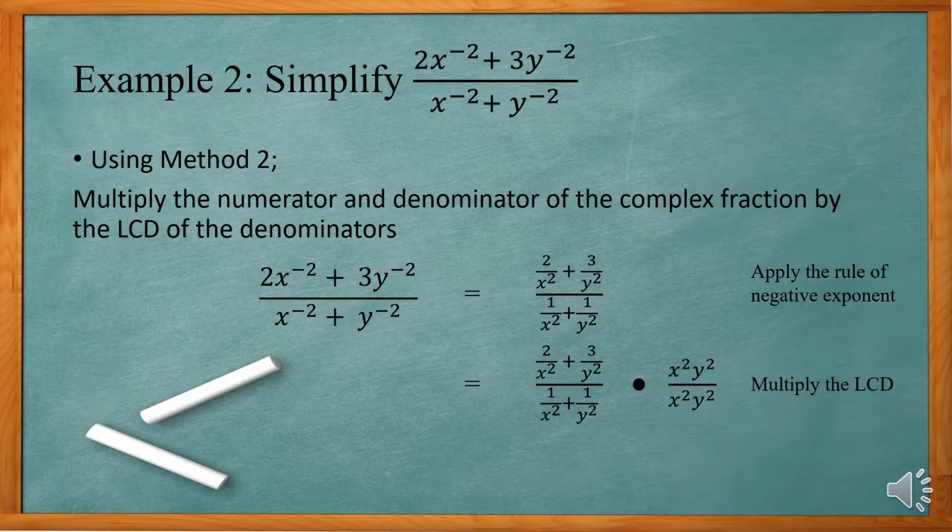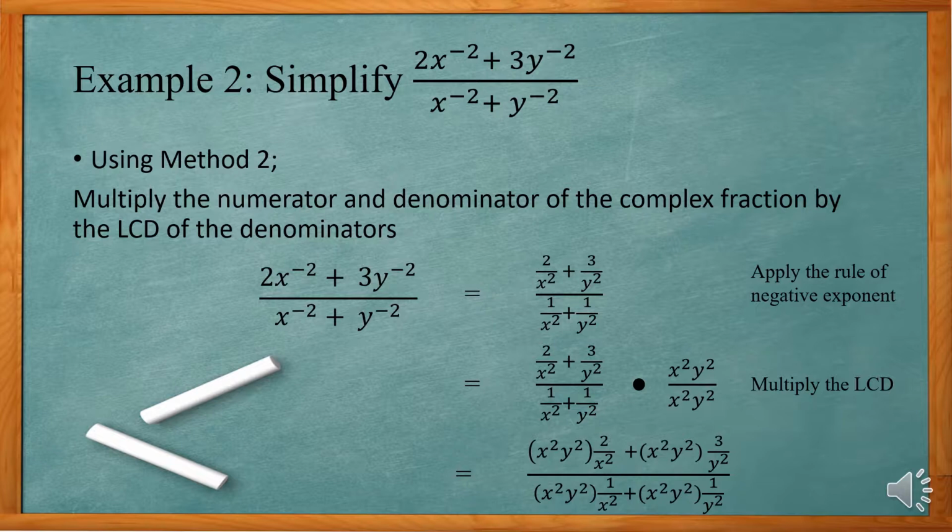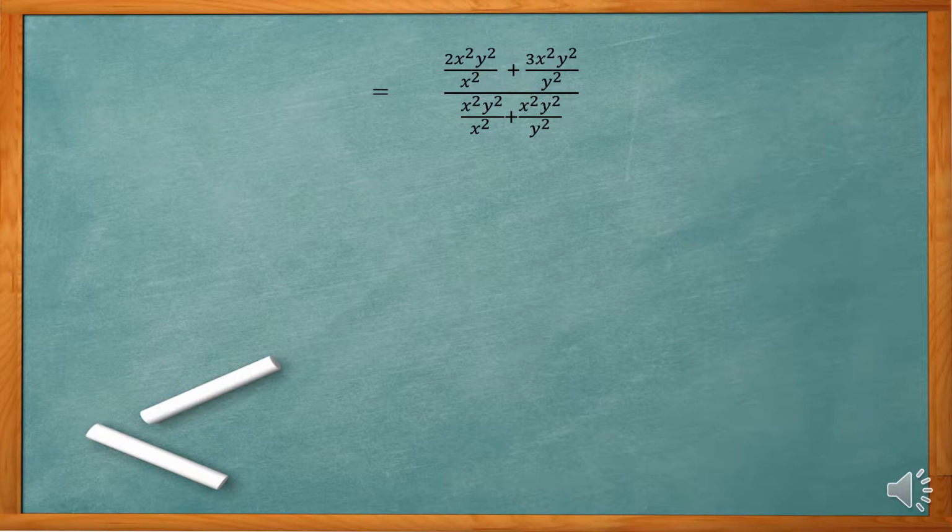So multiply the LCD to the whole expression, and this is the result. And then multiply, do the necessary procedures, so now this is the result. Then again, the same thing goes with the rest.